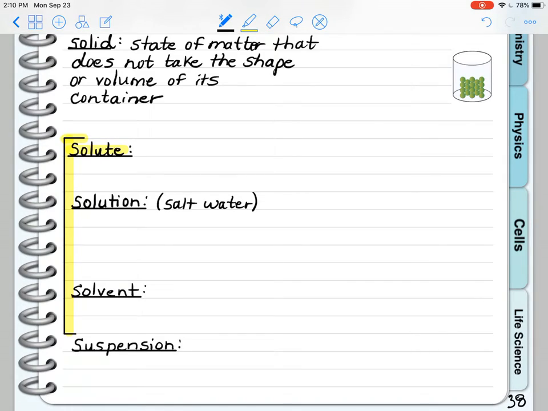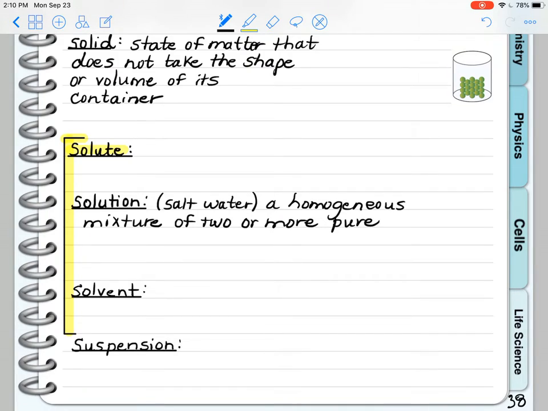A solution is a homogeneous mixture, so it's uniformly distributed, of two or more pure substances. And the example that I'm using is salt water. That's a mixture of salt and water.